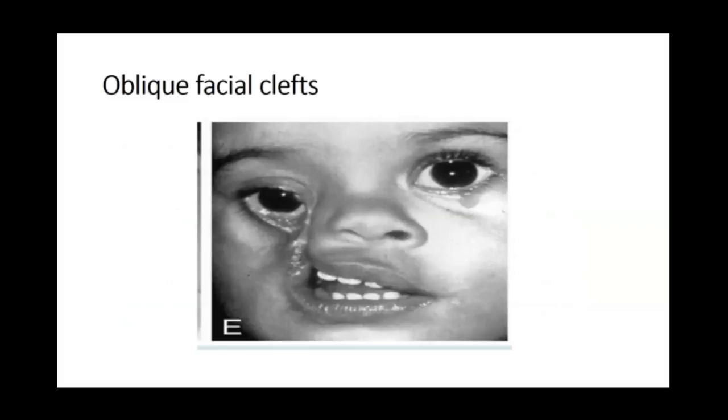This extends upwards to the lacrimal sac in the eye and below into the lateral wall of the nose. And so this is what we call the nasolacrimal duct. If this groove or this position is open, you get oblique facial clefts.